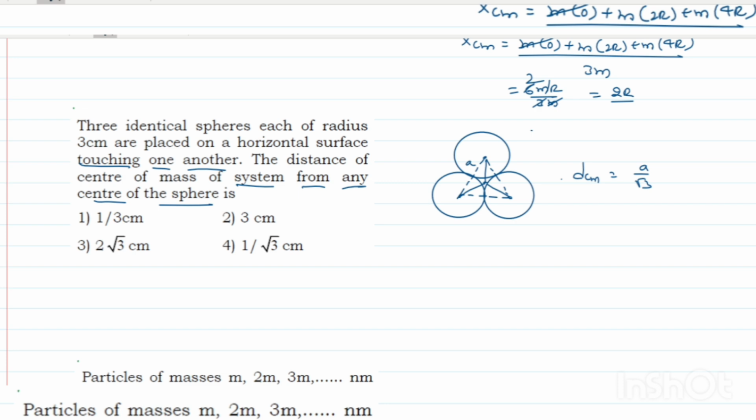Now what is the value of a? This is 3 centimeter plus 3 centimeter, together the side will be 6 centimeters. So all three sides will be 6 centimeters. Here to here it will be 3, and here to here 3, together 6 centimeters. So here you can take 6 by root 3, students, which is nothing but 2 into 3. So writing 3 as root 3 into root 3 by root 3, the distance of the center of mass will be 2 root 3 centimeters.